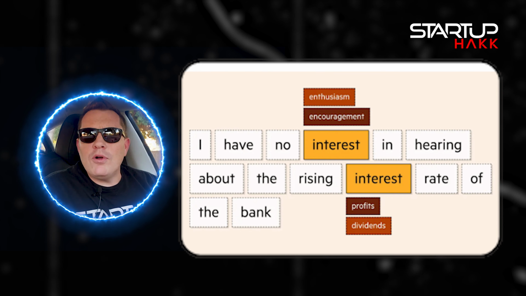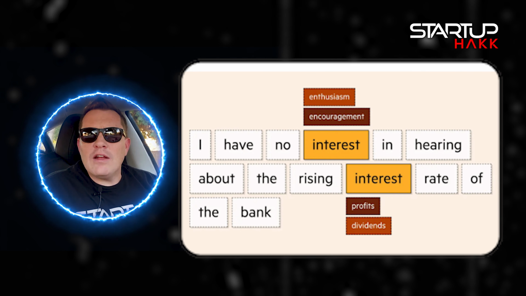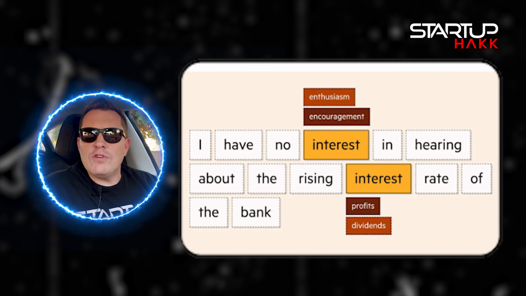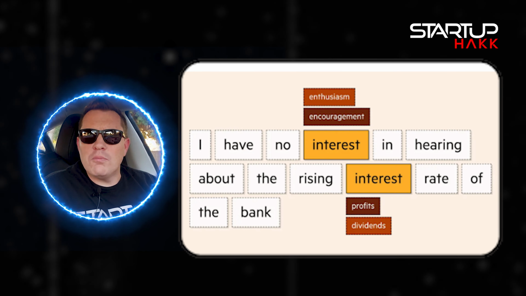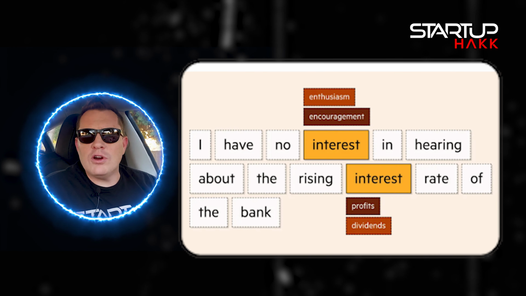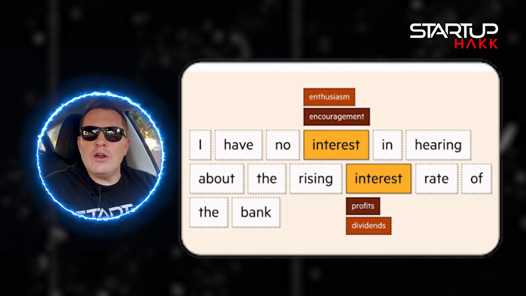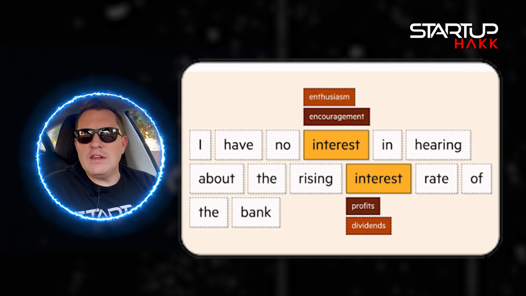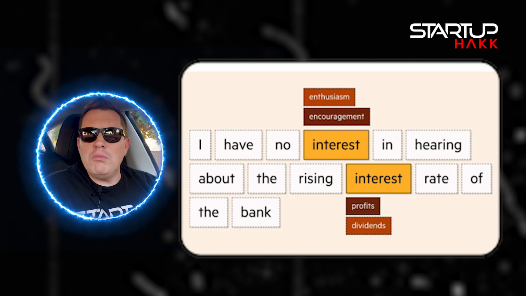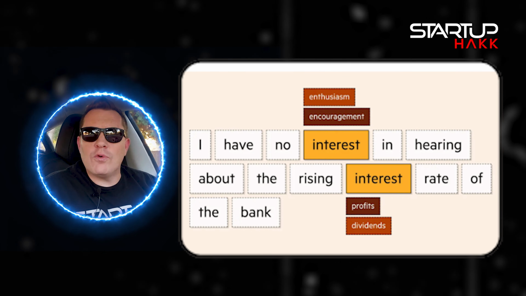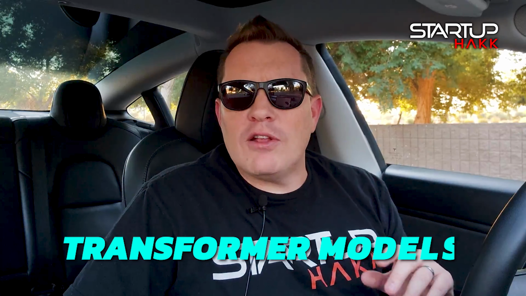To use an example, "interest" in this sentence has 2 meanings. In the first use, the other words in the word cluster might include enthusiasm and encouragement. In the latter use, related words might include profit and dividends. How does the model know which meaning of "interest" is intended for this one? For that, we need to talk about transformer models.